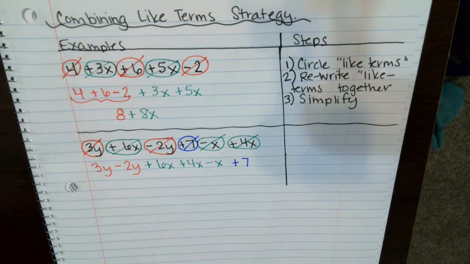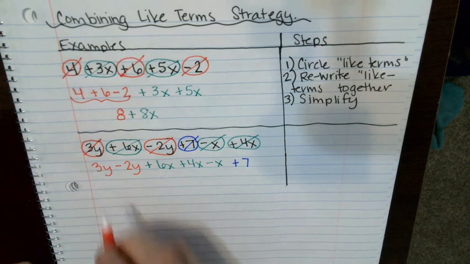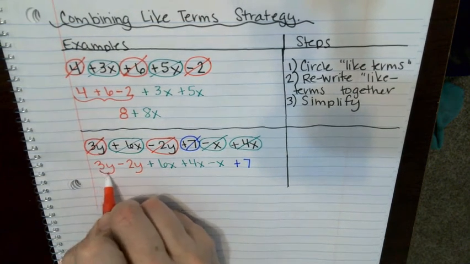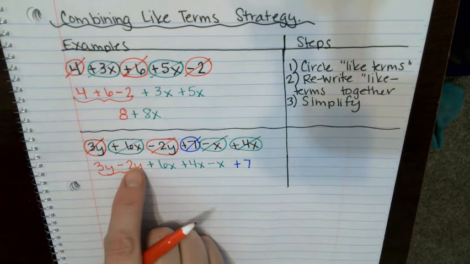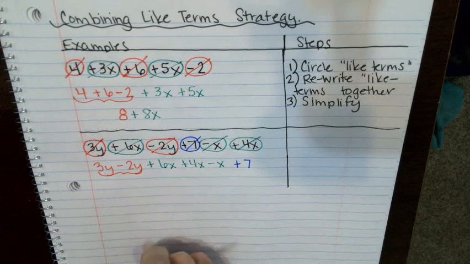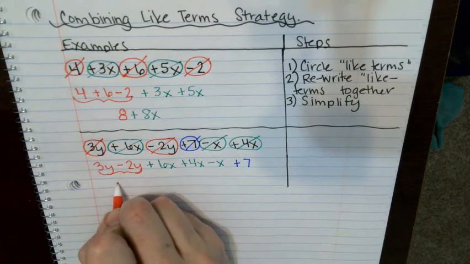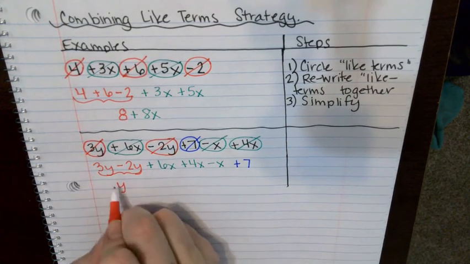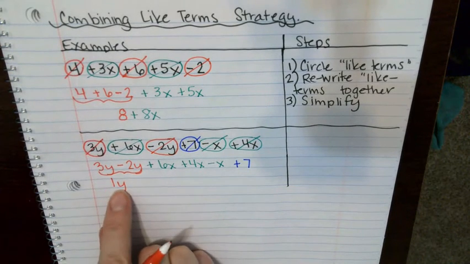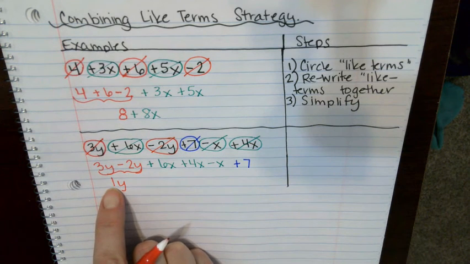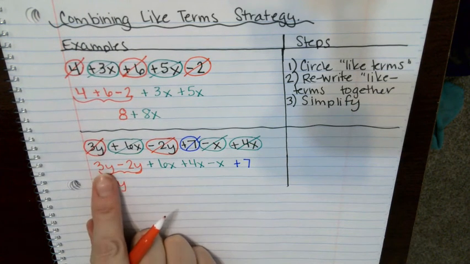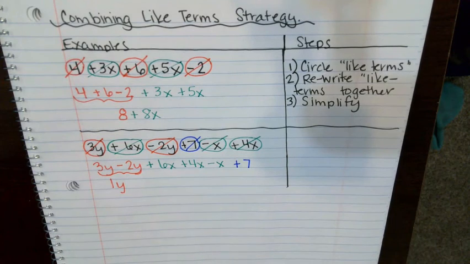Rewrite the like terms together. We're just rearranging. And now let's combine. So let's take a look at 3y minus 2y. If I have 3 y's, but I take away 2 of them, I'm left with 1 y, or just y. Okay, you can put a 1y in front of it, but remember, 1 is the multiplicative identity. Okay, if I multiply any number by 1, I just get that number. So that's why we leave it off.